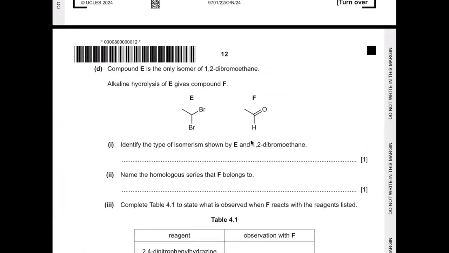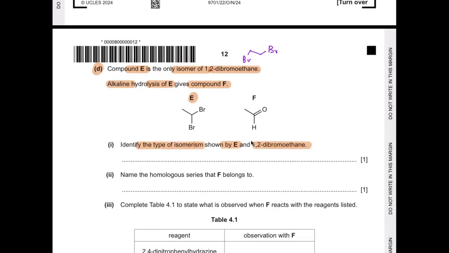Now, part D: compound E is the only isomer of 1,2-dibromoethane. Alkaline hydrolysis of E gives a compound F. So that is compound E, which is the isomer of 1,2-dibromoethane. This is one isomer, and E is another isomer, and E on hydrolysis turns into an aldehyde. Identify the type of isomerism shown by E and 1,2-dibromoethane.